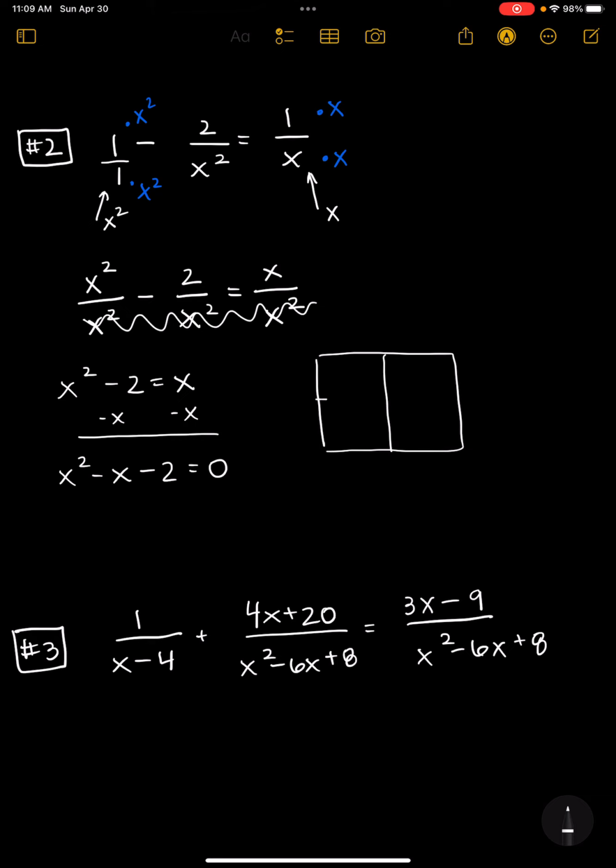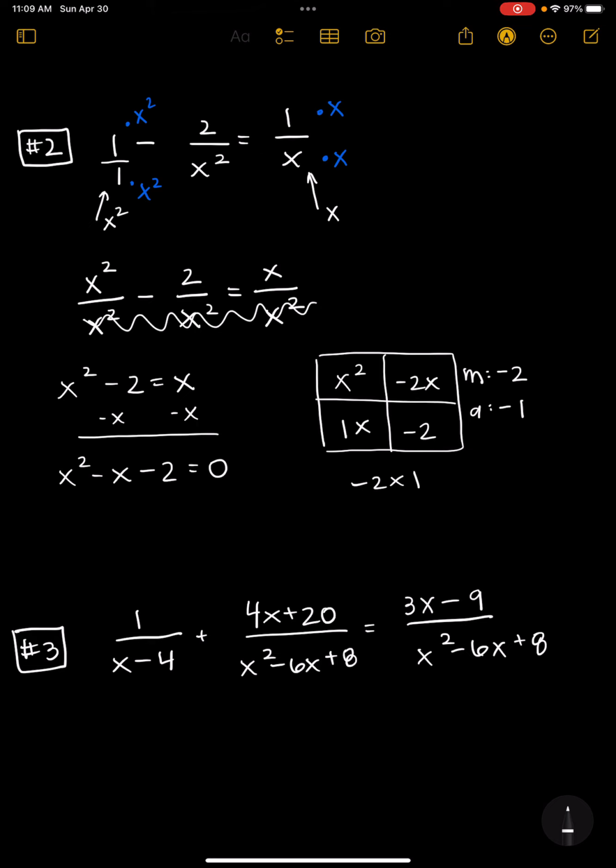So here's our box. We're going to do x squared up here, negative 2 down here. We want to find two numbers that multiply to be negative 2 and add to be negative 1. So we know 2 is just 2 times 1. That's the only factor of 2. So to add to be negative 1, we would make the 2 a negative, because negative 2 times 1 gives us a negative 2, and negative 2 plus 1 gives us a negative 1. So we'd have a negative 2x in one box and a 1x in the other box.